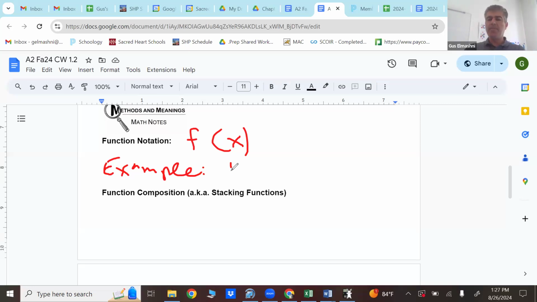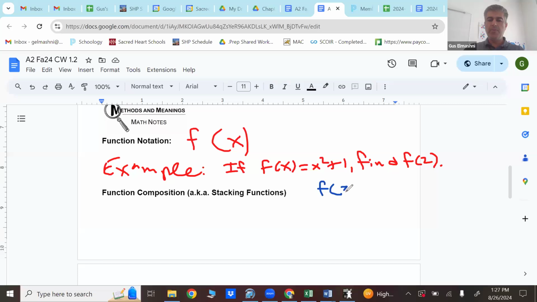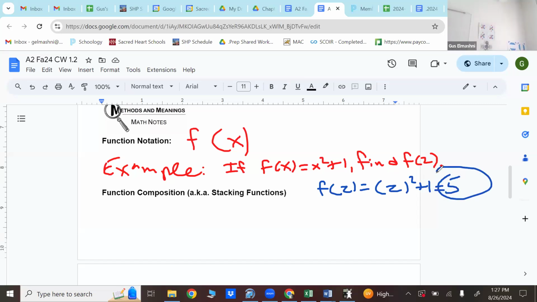Let's say I told you this. If f of x equals x squared plus 1, find f of 2. Of course, what do you do? You plug 2 in for x and work it out, right? So hopefully that seems really straightforward.